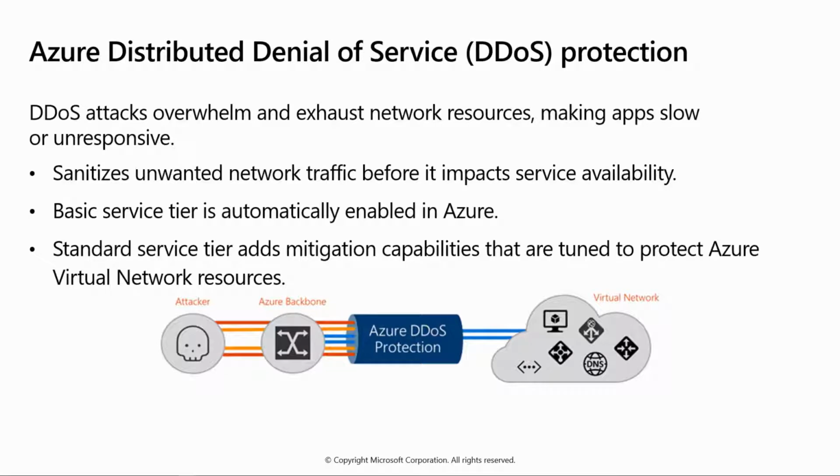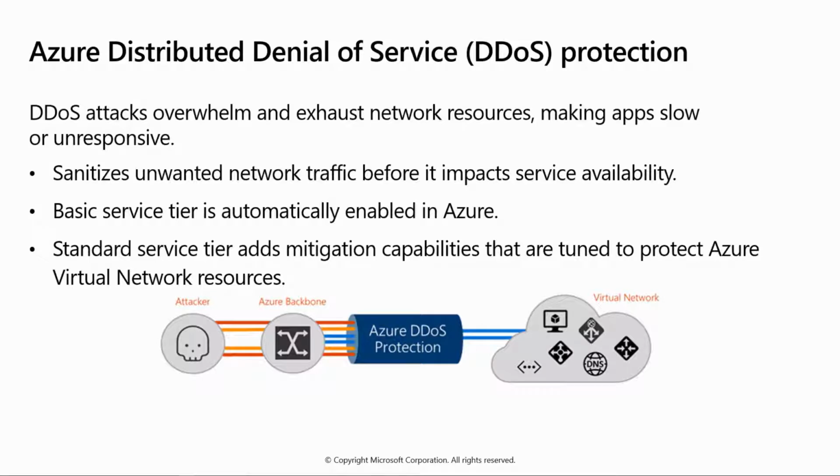So what it's doing is it's going through and preventing any unwanted traffic from coming in, so that way it doesn't have a chance to take down any of your services. Now, there are two tiers when it comes to the DDoS protection. You have your basic tier. Now, this is automatically included with Azure. So you don't have to worry about setting up your DDoS protection. That is coming right to you.